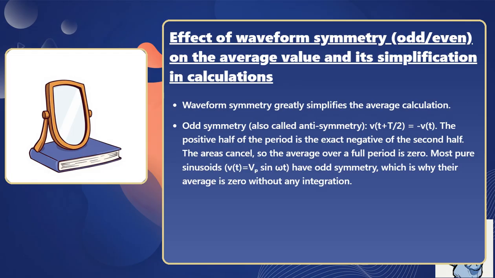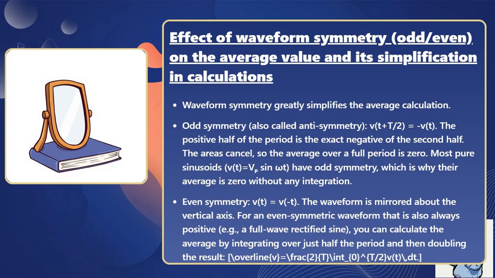Most pure sinusoids, V of t equals V sub p sin omega t, have odd symmetry, which is why their average is 0 without any integration. Even symmetry: V of t equals V of negative t, so the waveform is mirrored about the vertical axis. For an even symmetric waveform that is also always positive, for example a full-wave rectified sine, you can calculate the average by integrating over just half the period and then doubling the result.